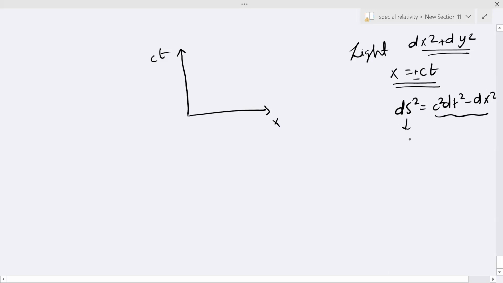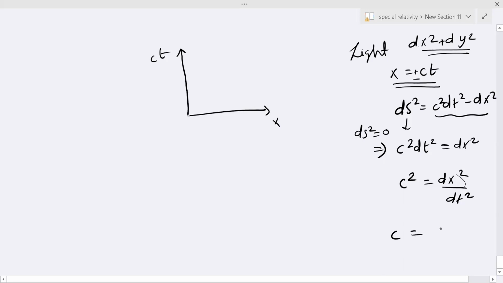and also negative. So when it becomes 0, you get the equation c square dt square equal to dx square. ds square equal to 0 implies c square dt square equal to dx square, so we get a speed c square equal to dx square by dt square. We get an invariant speed. Taking a square root on both sides, c dt is equal to plus or minus dx, or generally x equal to plus or minus ct.